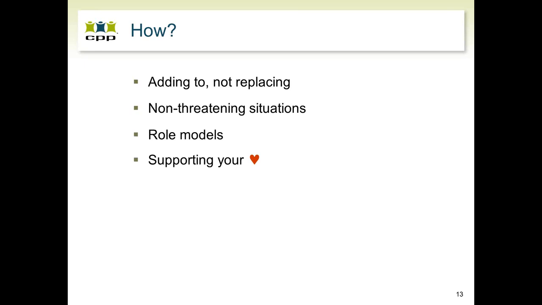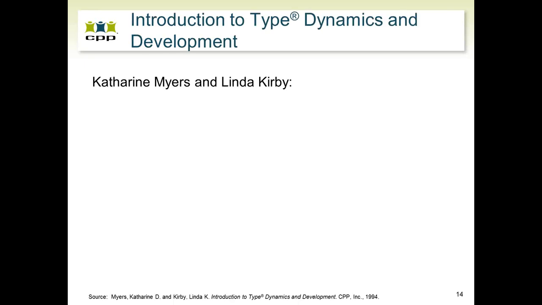In career situations, the less preferred functions are more likely to develop if we're using them in support of our heart. And it also helps to observe and interact with types who naturally use the functions that you're trying to develop. Two popular CPP publications offer suggestions for how to make type development a conscious effort. Myers and Kirby, in Introduction to Type Dynamics and Development, suggest many activities for experiencing and developing the less preferred functions. I'm going to talk about them very briefly here. They're described quite thoroughly in the booklet.